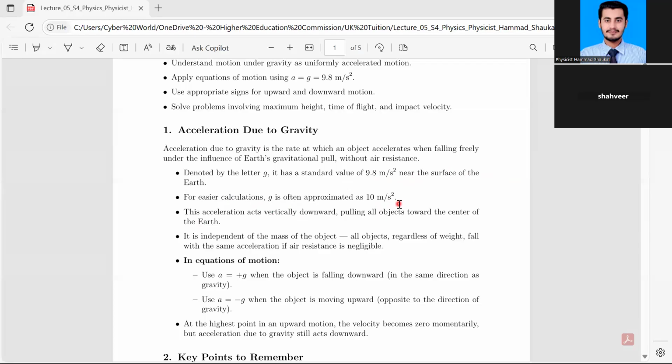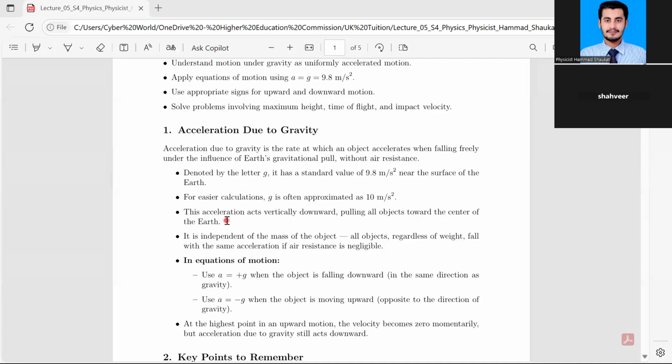You can use both 9.8, or you can also use 10 meter per second square. And now, as I told you, there are two types of motion. Either your body is moving upward or your body is moving downward. But in the case of gravity, your acceleration is always vertically downward, because gravity always pushes your objects downward, pulling all objects towards the center of the earth.